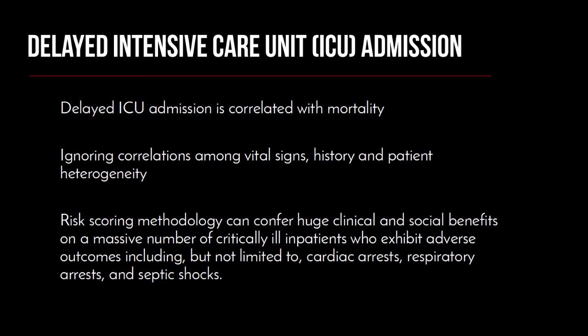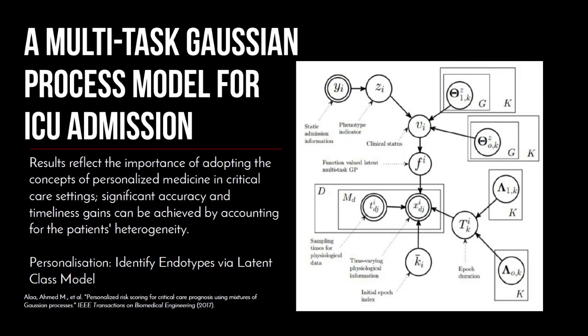So this particular study looked at a risk auditing methodology to try to understand the benefits of ICU and avoid septic shocks. In this particular framework, the authors used a multitask Gaussian process model for ICU admission. So there were some observed indicators. So they had different phenotypes or things like blood pressure, the heart rate.